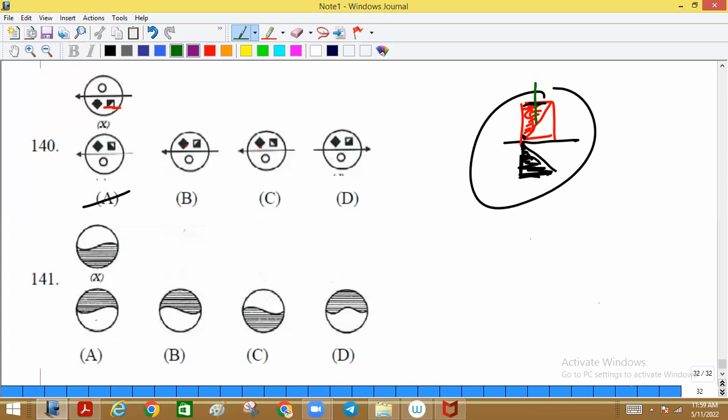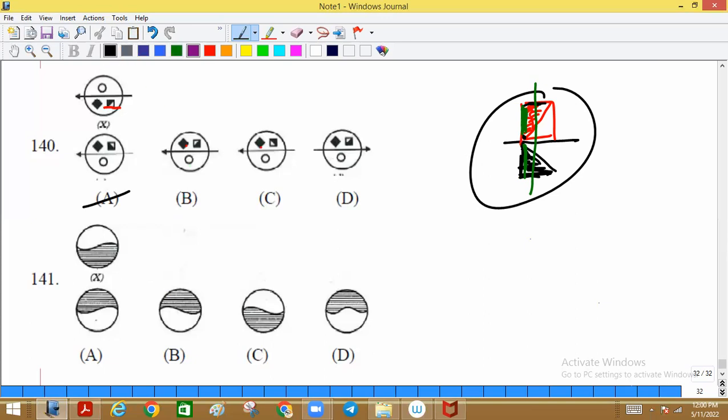If I break like this, here you're having the dark portion. Here only the dark portion will be there, because sides will not change. Only bottom becomes top, top becomes bottom. Here also in 141, you observe this. I said that sides will not change.